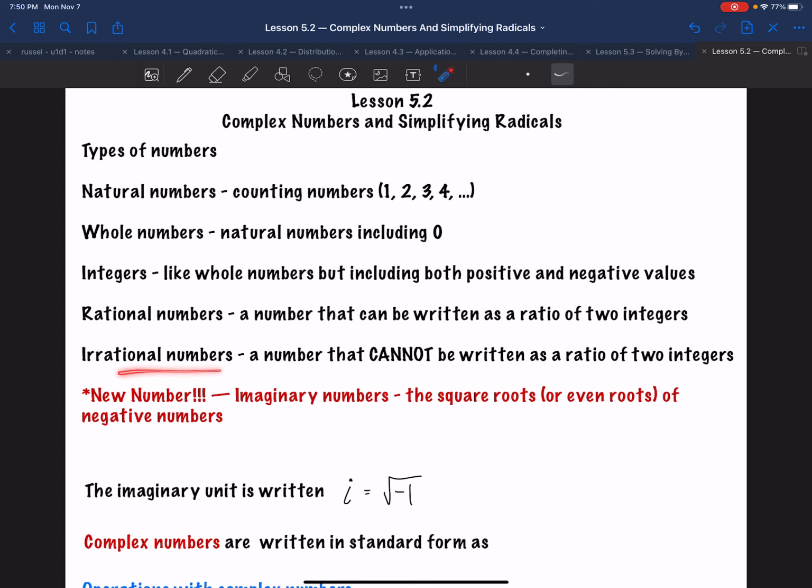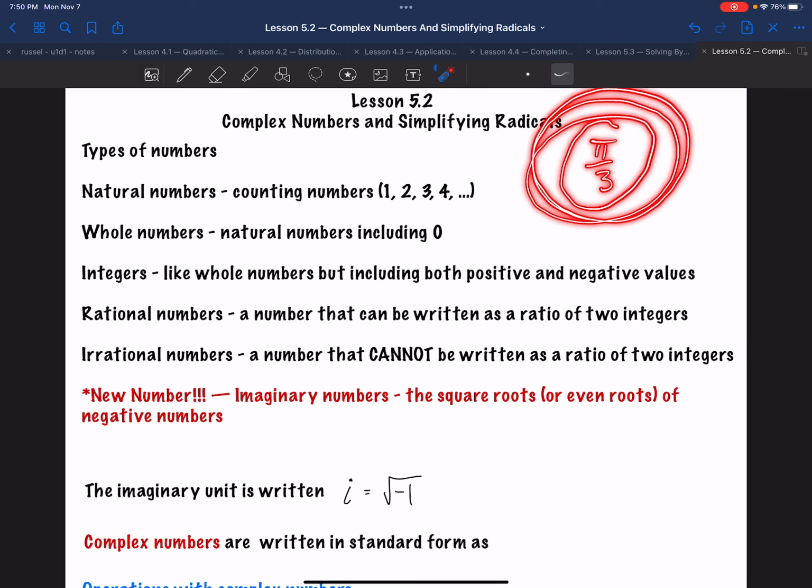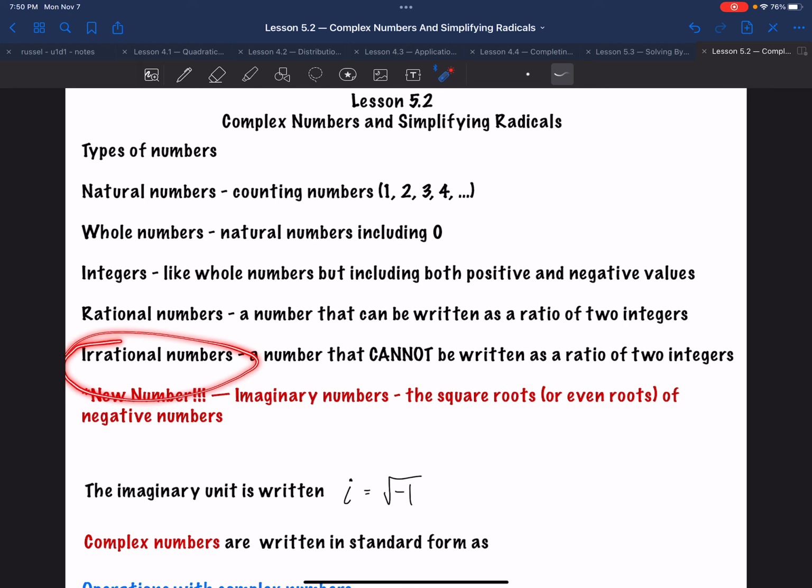Then you have irrational numbers, numbers which cannot be written as a ratio of two integers. So these are things like pi and e, or square root of 2 is a famous one. They don't have a terminating decimal. Their decimals go on and on and on forever because they can't be expressed as a ratio of integers. Now, think about the number pi over 3. Is this rational or irrational? It's irrational. Just because it's a fraction doesn't make it rational, right?